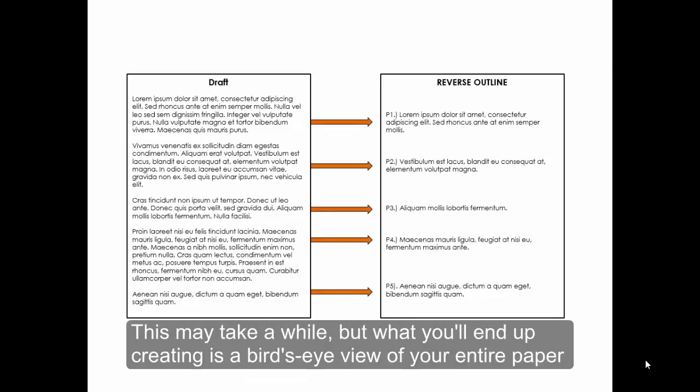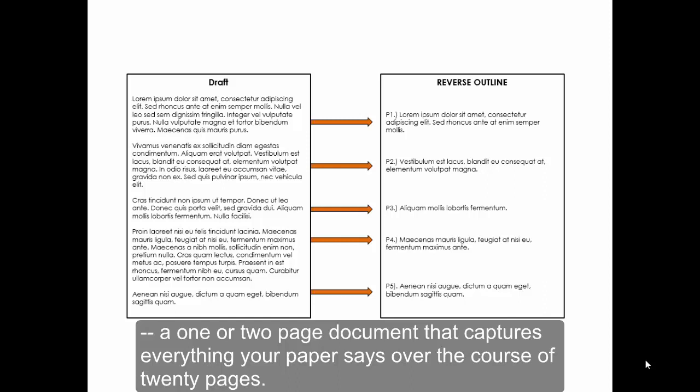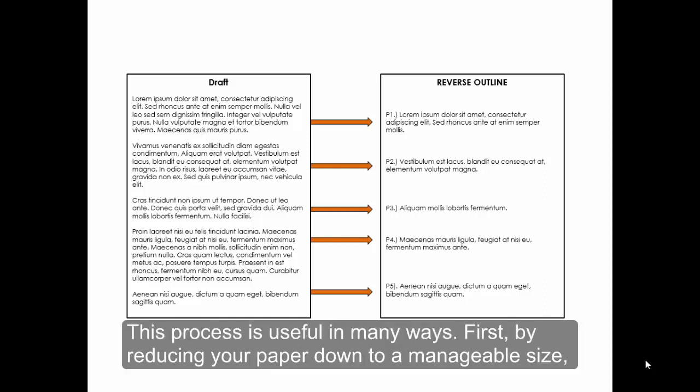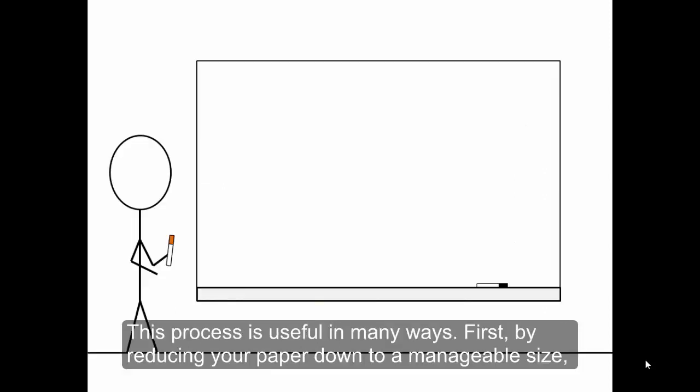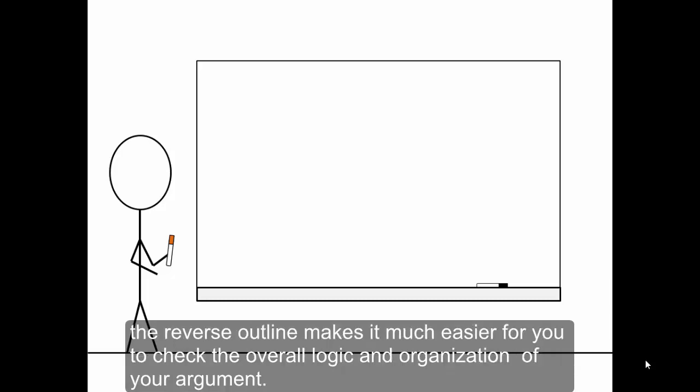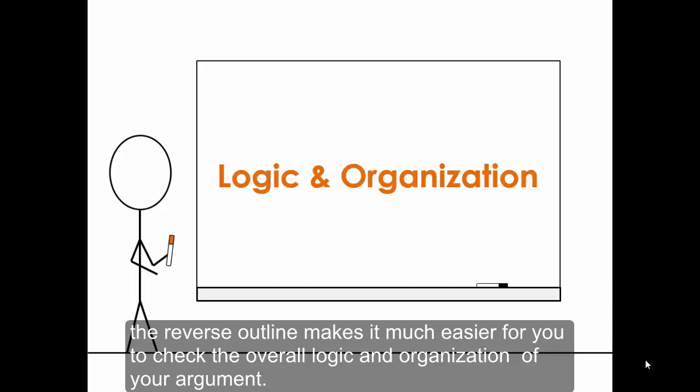This may take a while, but what you'll end up creating is a bird's eye view of your entire paper, a 1 or 2 page document that captures everything your paper says over the course of 20 or 30 pages. This process is useful in many ways. First, by reducing your paper down to a manageable size, the reverse outline makes it much easier for you to check the overall logic and organization of your argument.